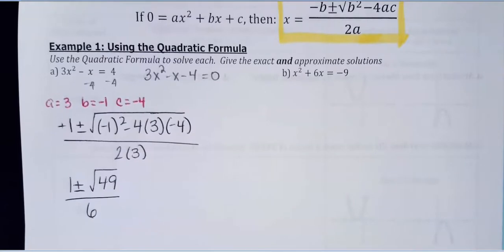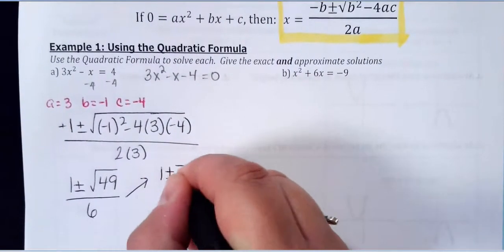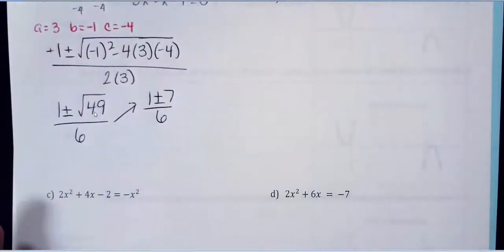But what's the square root of 49? Okay, so this is nice, right? So our 2 answers are going to be nice here. So this is 1 plus or minus 7 over 6. Now, you can actually add the 1 and the 7.